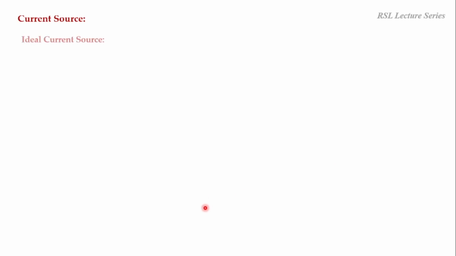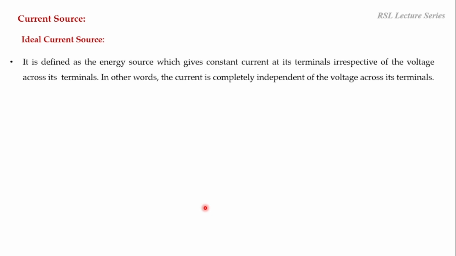Next we'll see the current source. In current sources also we have both ideal and practical. In the case of an ideal current source, it gives a constant current at its terminals irrespective of the voltage. In other words, current is completely independent of the voltage. This is the representation of the current source, an arrow inside the circle.